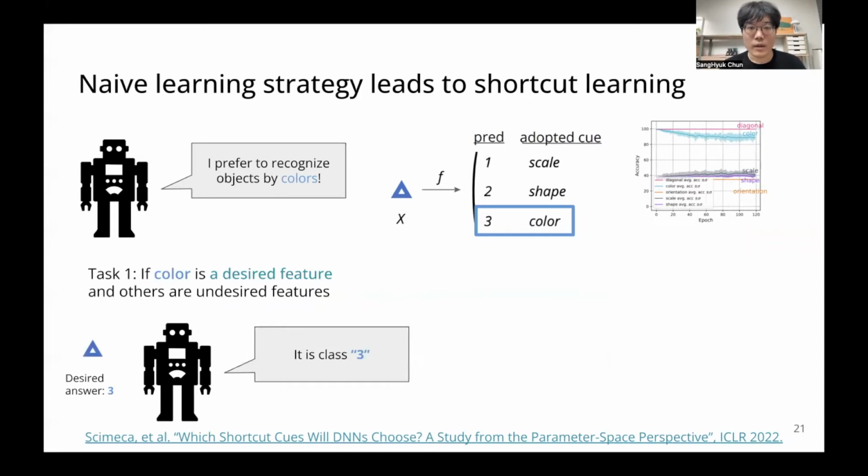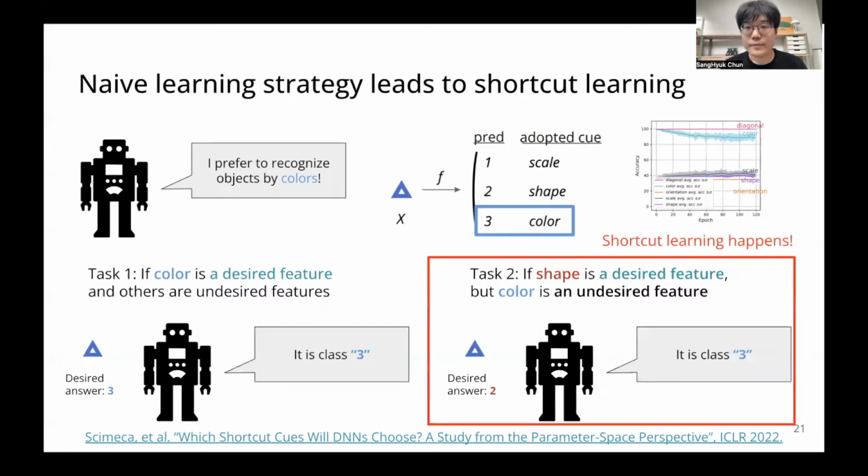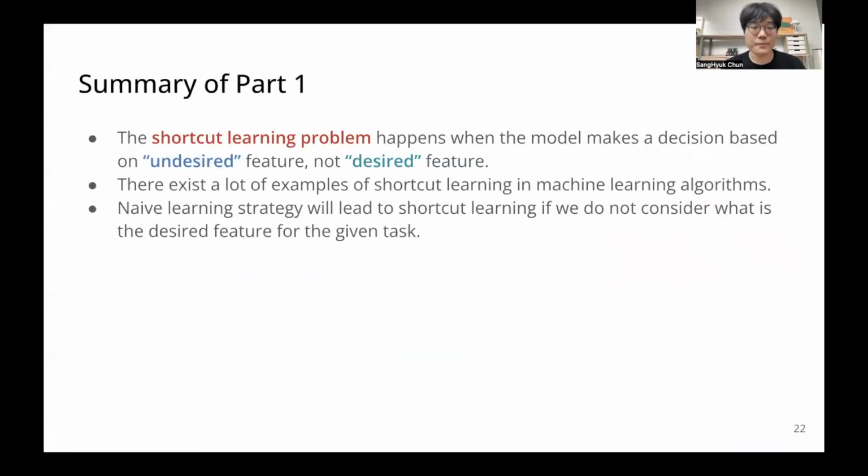So if color is our desired feature, then there is no shortcut learning. However, when color is an undesired feature, then shortcut learning happens. In other words, the shortcut learning problem depends on how we define a task and desired feature. When the machine preference and the desired feature are not aligned, then a naive learning strategy will lead to shortcut learning. Therefore, we need to consider something more to avoid shortcut learning.